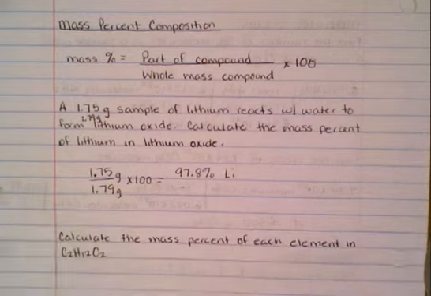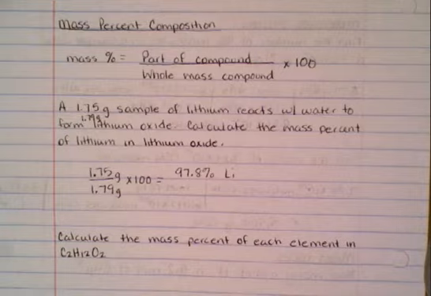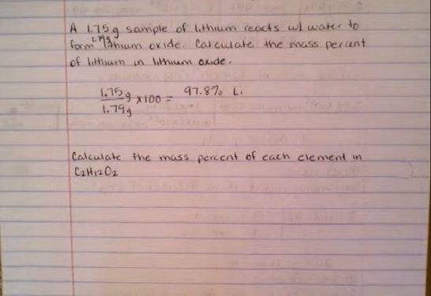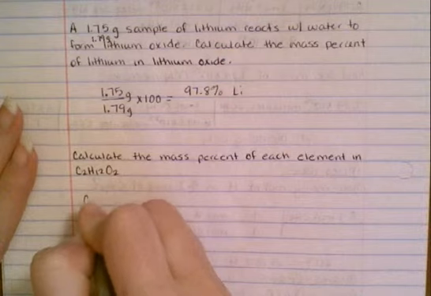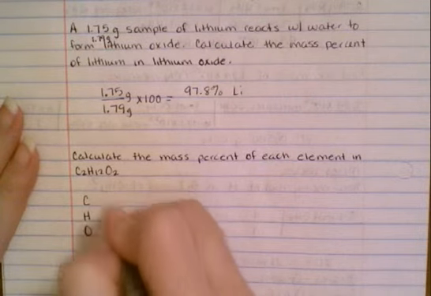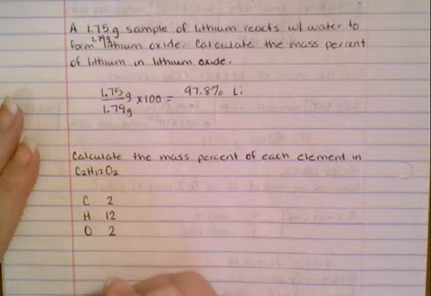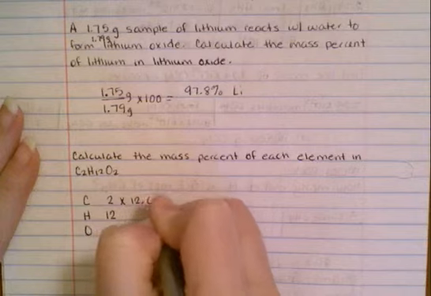Now, what happens if we want to find the mass percent of each element in a compound? If I want to find the mass percent in each element in C2H12O2, first I need to find out how much each element weighs. So I'm going to draw a little chart here for carbon, hydrogen, and oxygen. I want to write down beside them how many of each do I have. Now I'm going to need to multiply by the molecular weight, which is found on the periodic table.